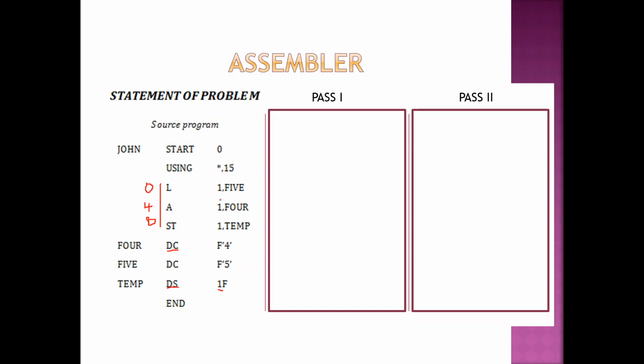After we execute the whole program, then the contents of temp will be 9. Yes or no? So we are just adding two numbers. We have two numbers, one in symbol 4, one in symbol 5. We are adding that and storing in temp, symbol temp. Right. Now I have to assemble this.